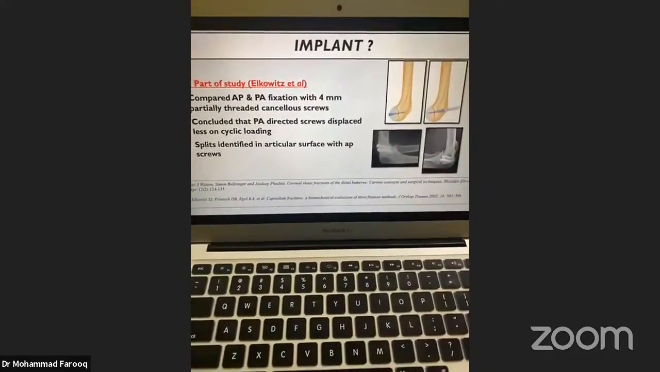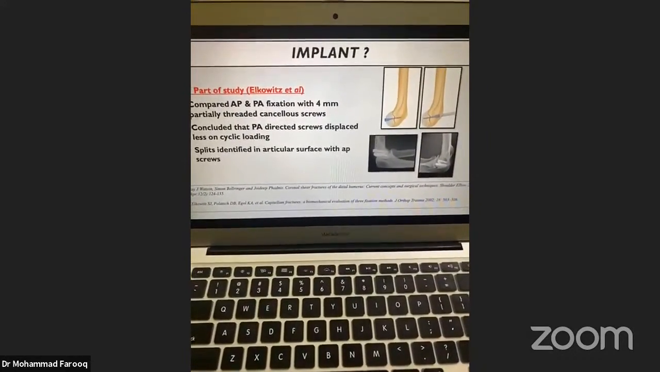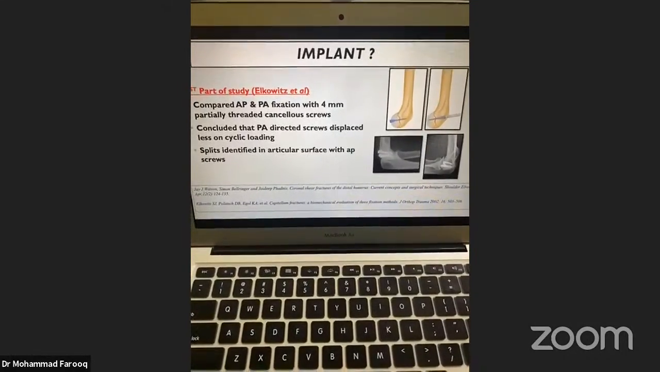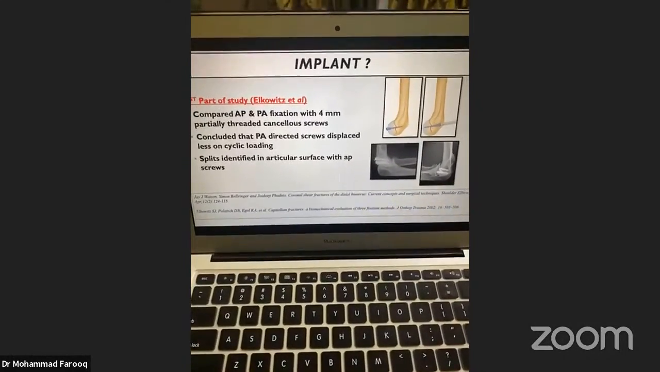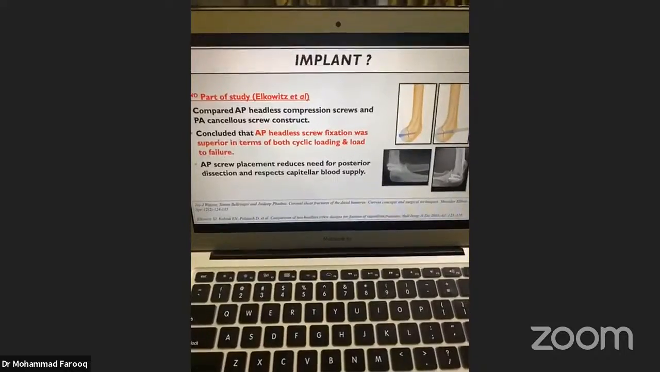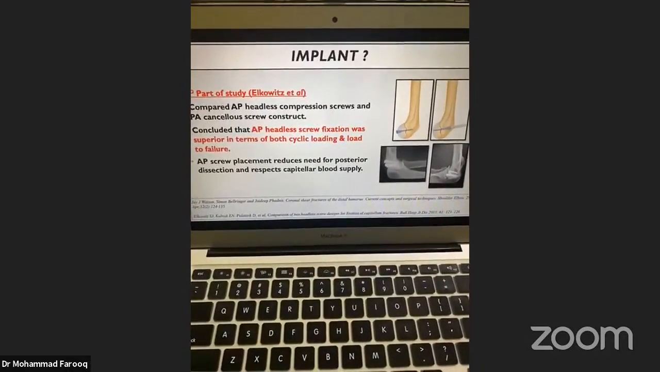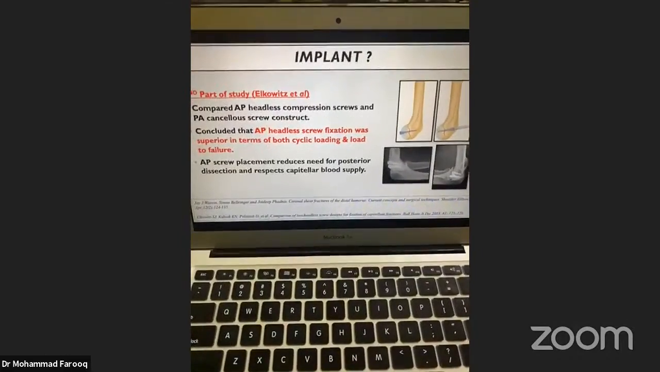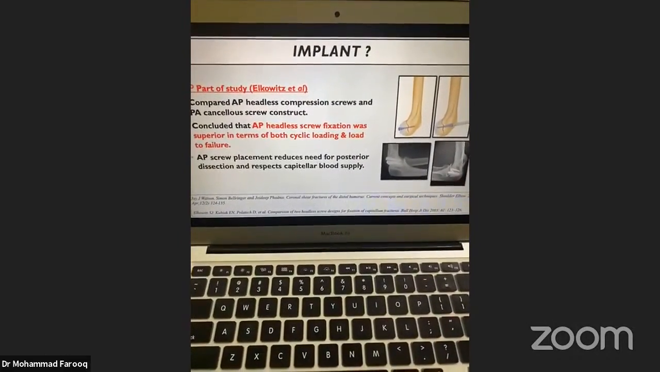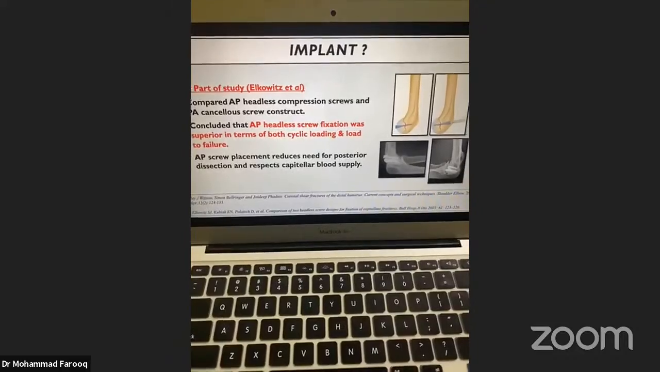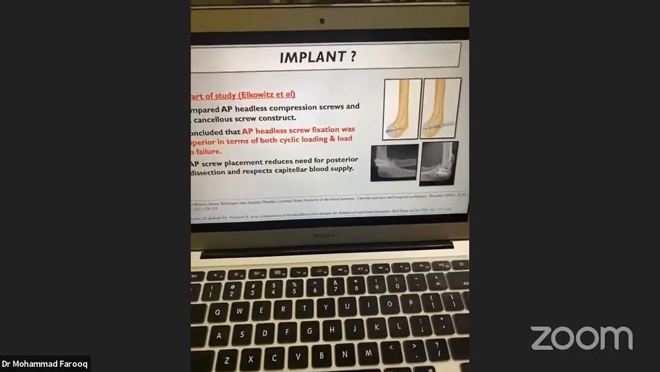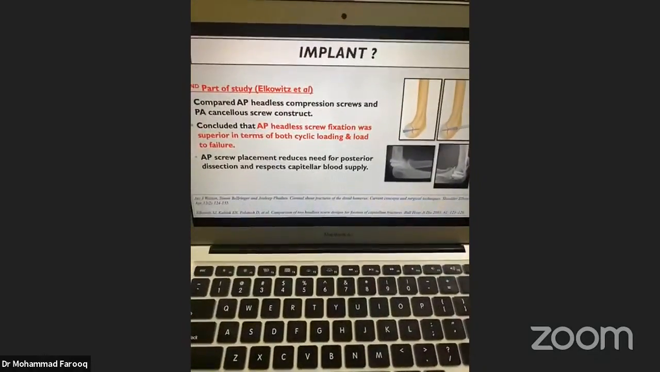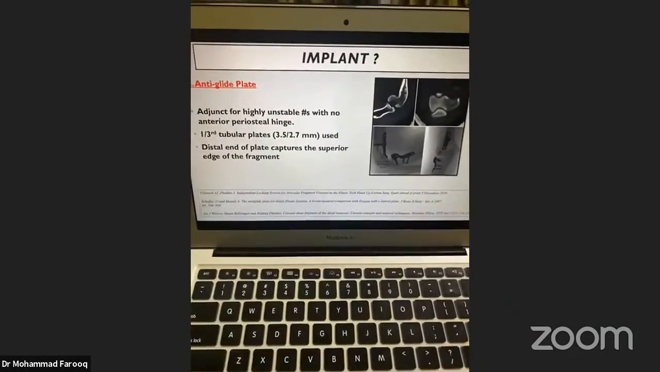But splits were identified in the articular surface with AP screws, primarily because of the larger diameter screw used and the force that was required to bury the screws. And he also compared AP headless screws with PA cancellous screws and concluded that AP headless screw fixation was superior in terms of both cyclic loading and load to failure. And AP screw placement reduces the need for posterior dissection and respects the capsular blood supply.